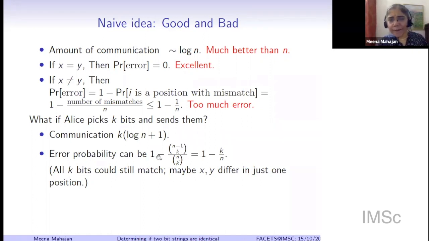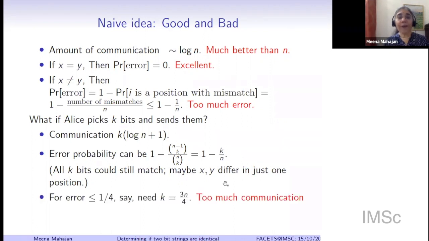I think I have written something wrong here. n minus 1 choose k is the number of ways in which you can choose matching positions, and n choose k is the number of ways in which you can choose k positions from the whole thing. The error probability is still quite huge. If you really want the error probability to come down to say 25%, 1 out of 4, you will need k to be roughly n by 4 or 3n by 4. I'm not sure, I think I flipped a 1 here.